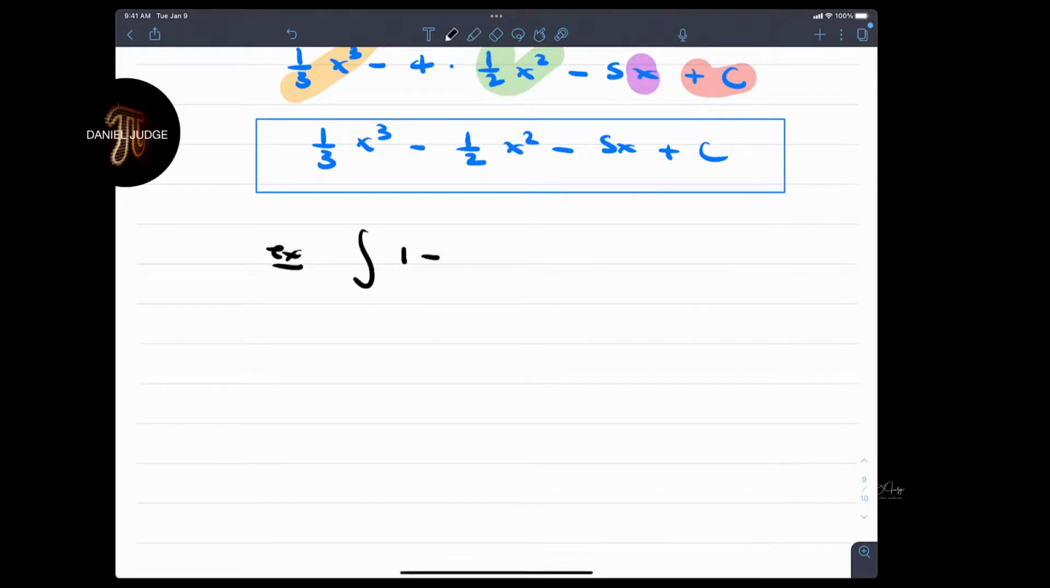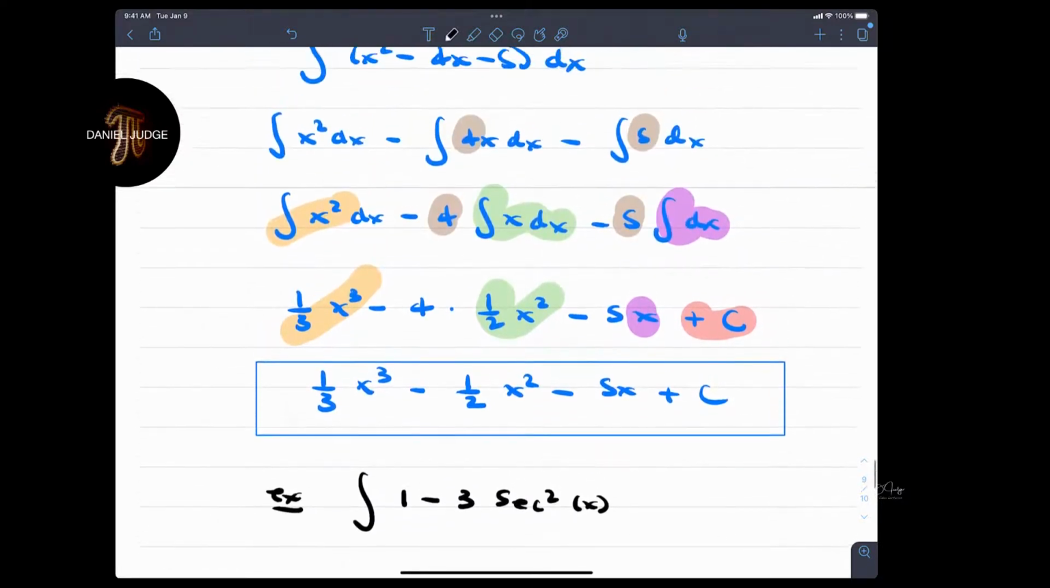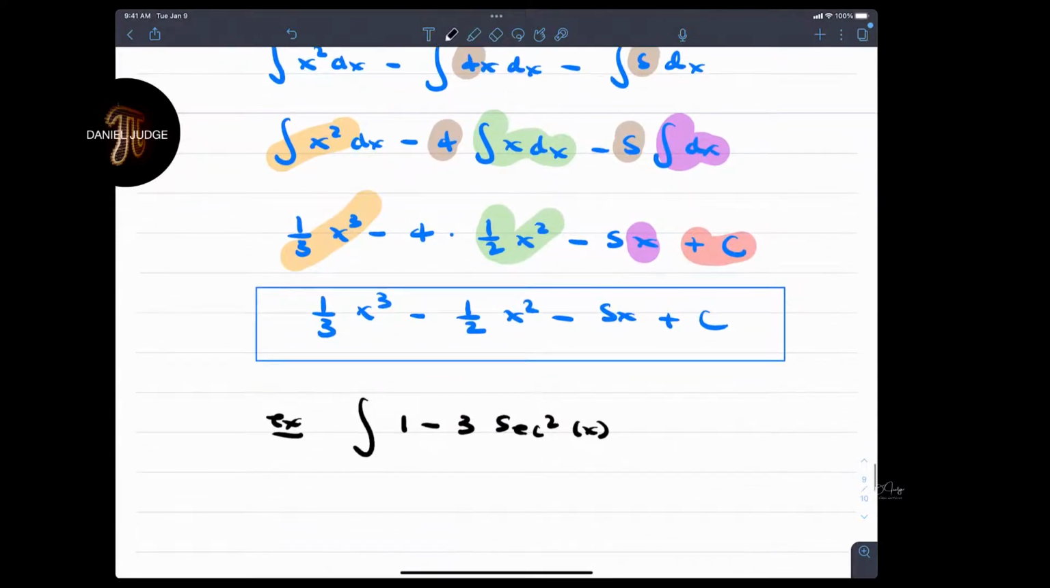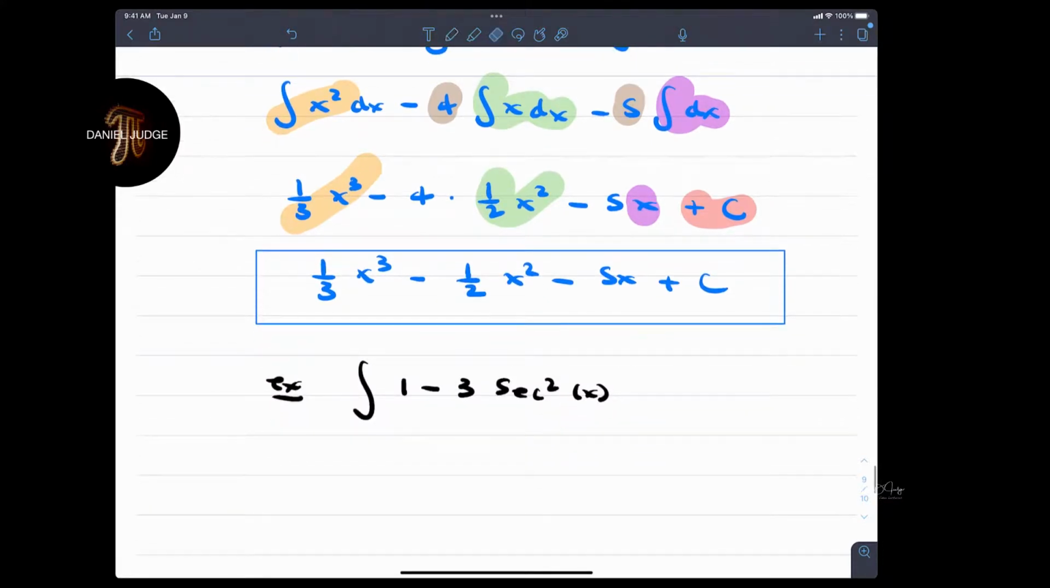1 minus 3 secant squared. I apologize. Thank you, Renee. You are correct. Yes, it would be 2.